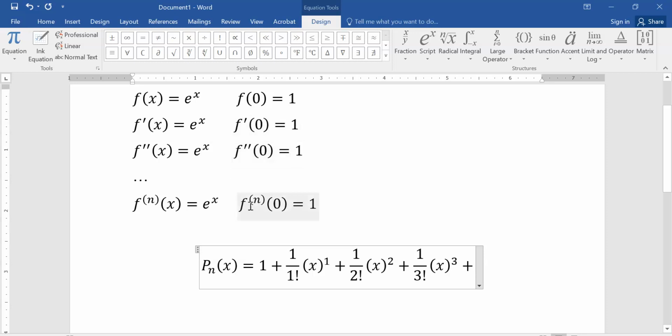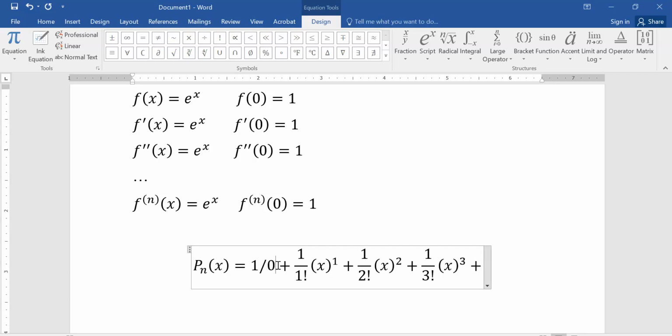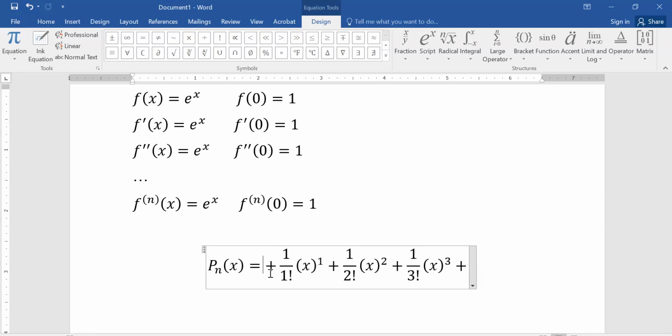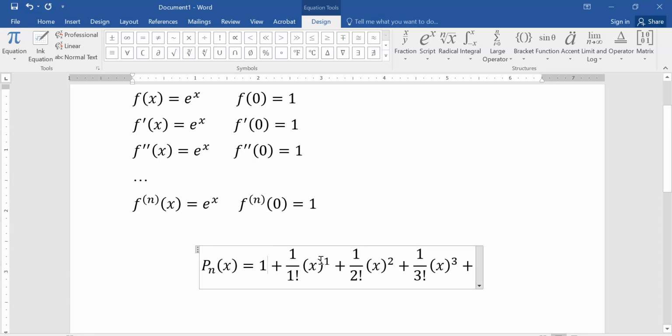Every time on top, we're getting 1 because that's what you get when you plug in 0 into every derivative of f. So you're always getting 1 on top. And then on the denominator, you're always getting n factorial. By the way, I think I've mentioned this before, but 0 factorial is 1. So you can think of it that way too. 0 factorial is 1 because you're saying there's no factors of anything. So again, multiplicative identity.